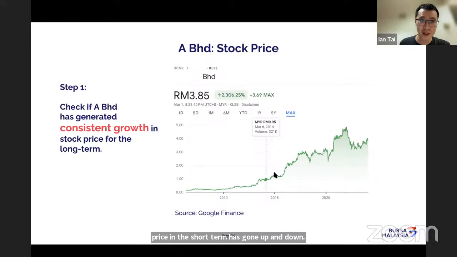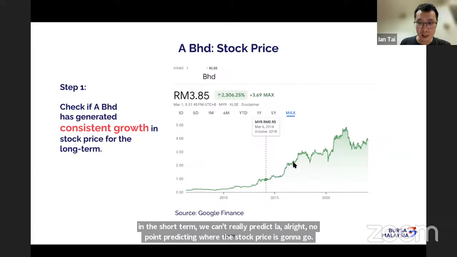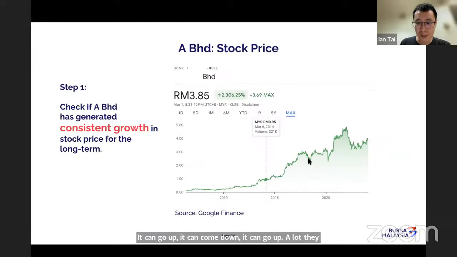All right, no point predicting where the stock price is going to go. It can go up, it can come down, it can go up a lot, it can actually grow very slowly. So the growth rate or the declining rate on a short-term basis is very volatile, unpredictable. So no point looking at things in the short term. But if you have long-term thinking, we can see that stock price has actually grown over the long term.